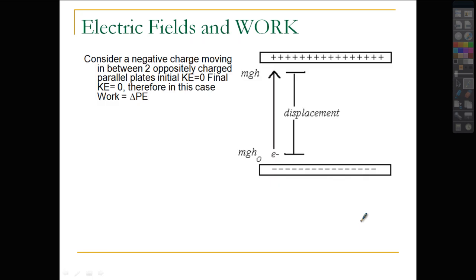So some more on electric fields and work. Consider a negative charge moving in between two oppositely charged parallel plates, with their initial kinetic energy being 0 and their final kinetic energy being 0, which means it's initially at rest and it ends at rest. So therefore, in this case, the total work done is the change in its potential energy. And for potential energy, we have this equation right here, mass times gravity times height. So here's its initial down here, and here's its final, because we're picking it up.